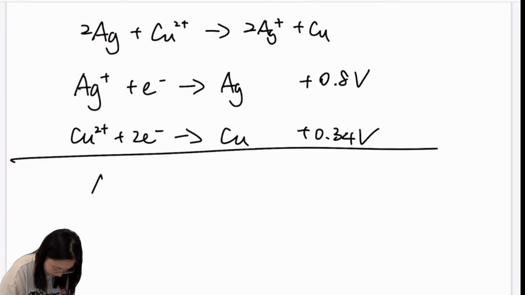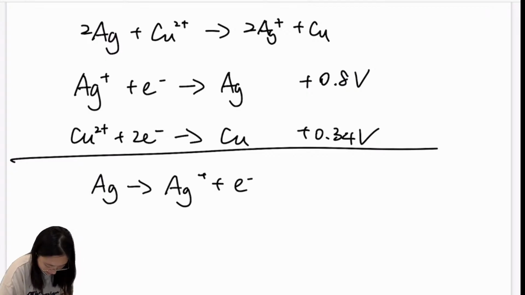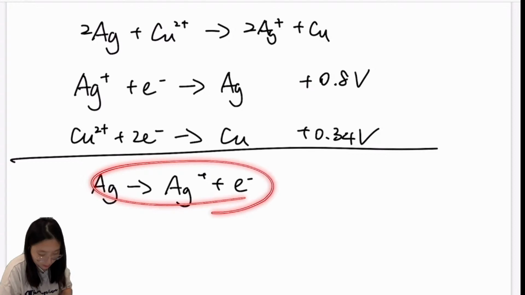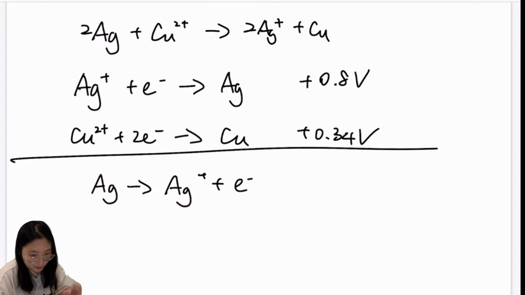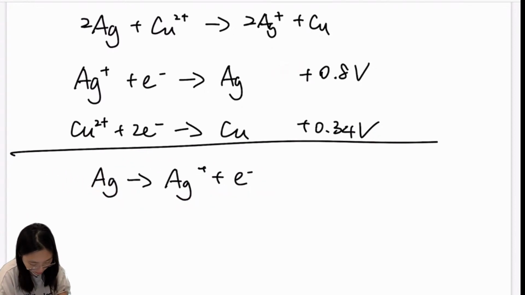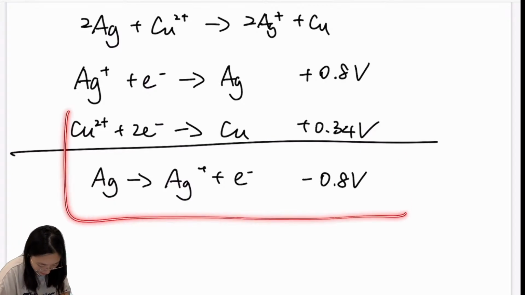So it has to be silver releasing electrons. And for this, because you reversed it, you are going to put a negative sign in front of the reduction potential. So now for this reaction, we have negative 0.8 voltage as the potential, and then I'm just simply adding up these two.